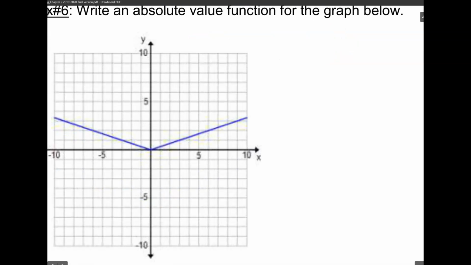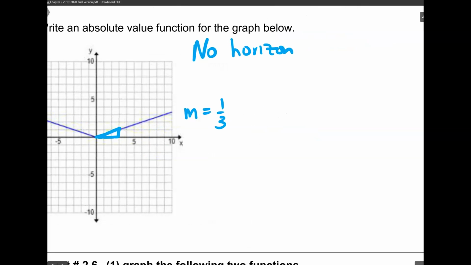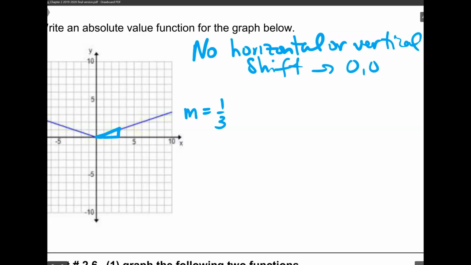Normally, what is our slope when I go to the right? Normally, our slope is 1. What's the slope here? 1/3, right? Rise of 1, run of 3. So we have no horizontal or vertical shift. So I'm writing this, you don't have to, but I'm trying to make it clear so when you look at the notes later, no horizontal or vertical shift. Because originally our absolute value starts at 0, 0, and here we're starting at the origin as well.